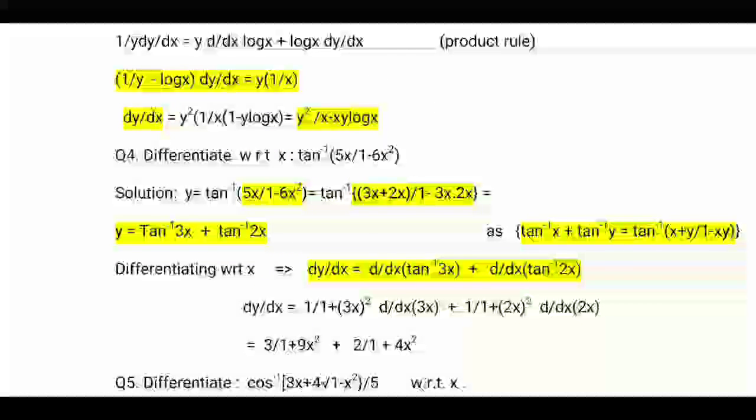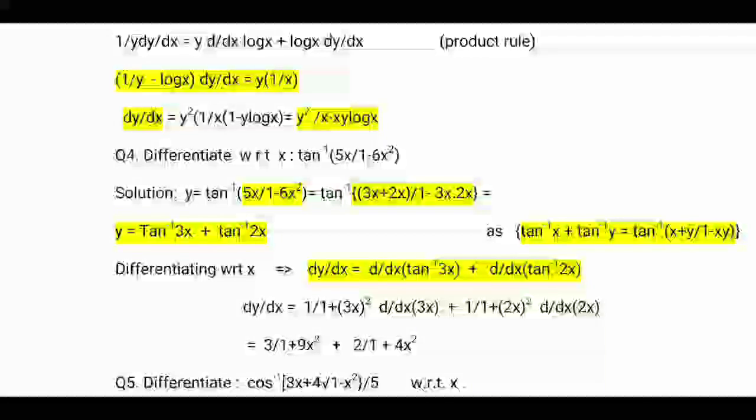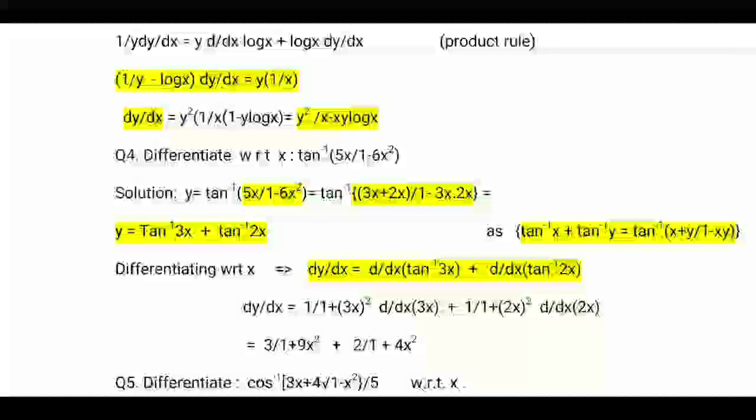Now there is a question, differentiate with respect to x tan inverse 5x upon 1 minus 6x square. Consider it as y is equal to tan inverse 5x upon 1 minus 6x square. Now here we have 5x and 6x square. 5 can be written as 3x plus 2x and 6 will be written as 3x into 2x. Thus we get tan inverse 3x plus 2x whole upon 1 minus 3x into 2x.